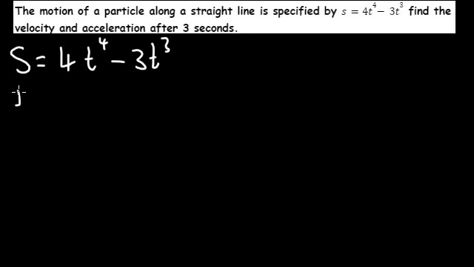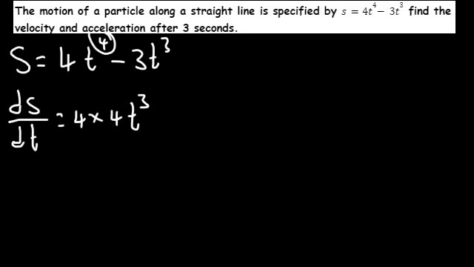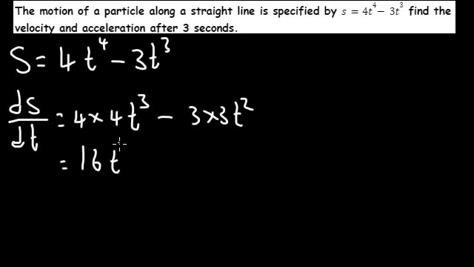So let's differentiate the displacement of the particle with respect to time. So this gives us 16, that will be 4 times 4, t to the power of 3, we subtracted 1, then minus 3 times 3, t to the power of 2, which is indeed equal to 16t to the power of 3, minus 3 times 3, that's 9, minus 9t to the power of 2.